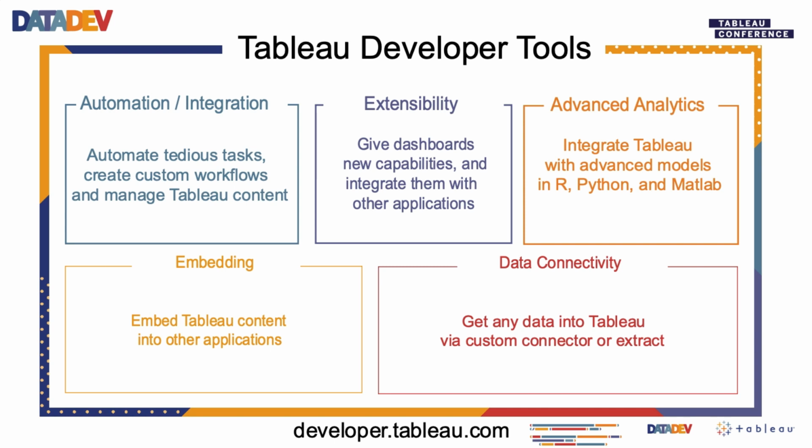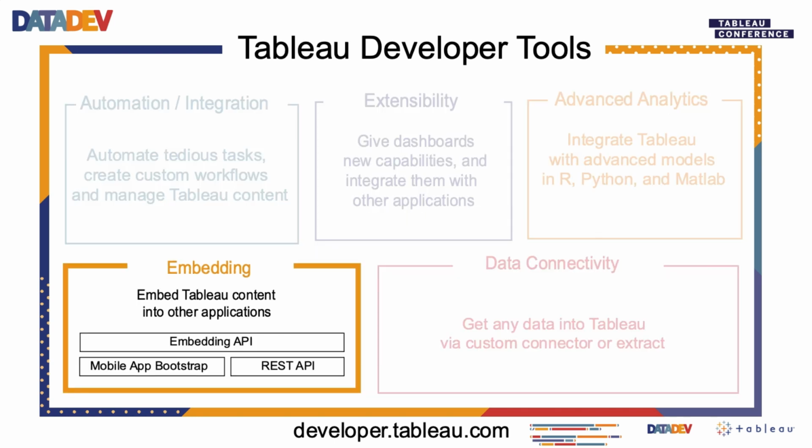Let's take a step back and have a look at the entire developer platform. We have categorized all our APIs and developer tools in 5 different buckets: automation, integration, extensibility, advanced analytics, embedding, and data connectivity. We already talked previously about automation, extensibility, and data connectivity. If you missed these sessions, feel free to go back and watch the recording. But today we are going to focus on embedding, how you can embed Tableau content into other applications.